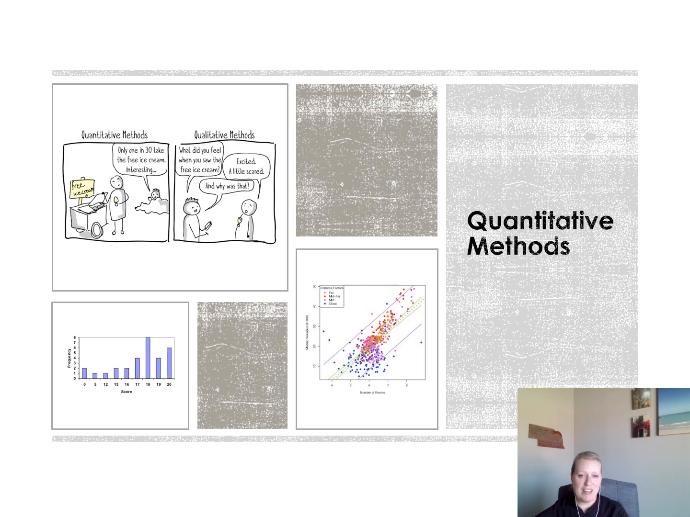So we're going to talk about quantitative methods, and you may appreciate this little cartoon here. The difference between quantitative and qualitative methods would be, hey, only 1 in 30 take the free ice cream. Oh, that's very interesting. Whereas qualitative would ask, how do you feel when you saw the free ice cream? Excited, a little scared. Oh, why was that? So qualitative looks at words, and with quantitative, we look at numbers. You can see a couple examples of graphs or charts. These are usually what you'll see associated with quantitative research.